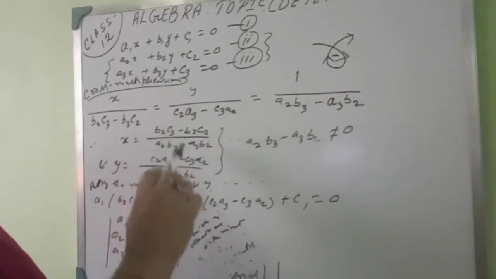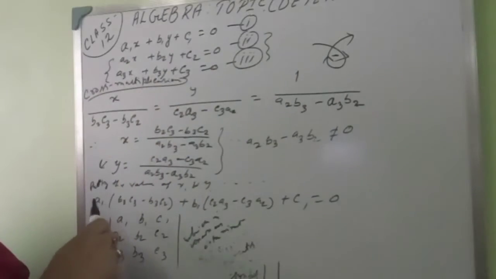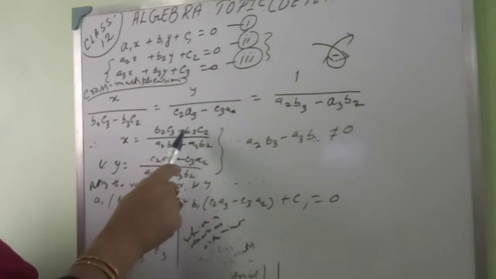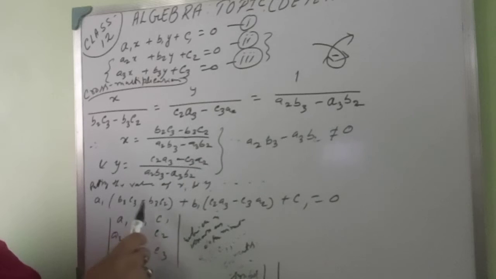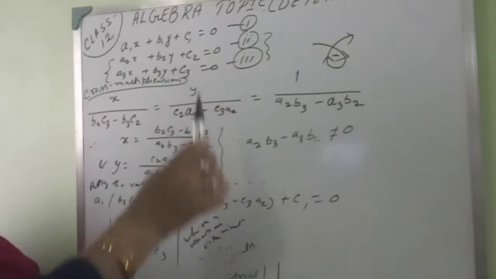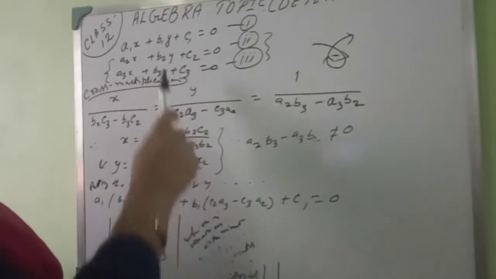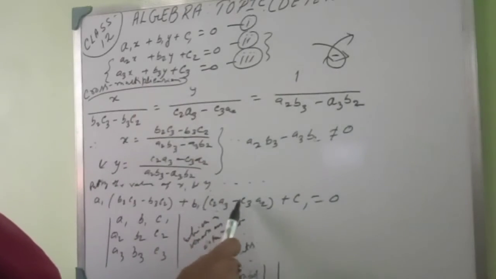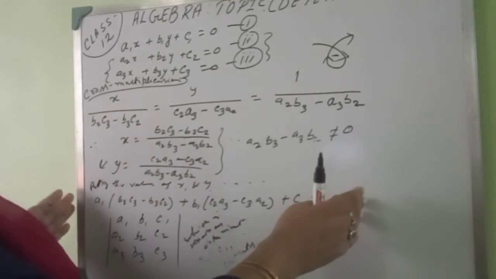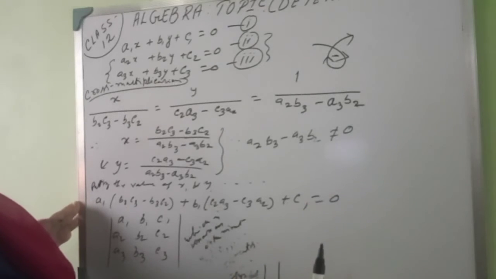Now we have to put the values of x and y in equation number 1. Then a1 into the value of x, which is b2c3 minus b3c2 divided by a2b3 minus a3b2, as the right side is equal to 0, the denominator part will automatically be dropped, plus b1 into y, which is c2a3 minus c3a2, plus c1 equals 0. Now this is the expansion for the determinant.